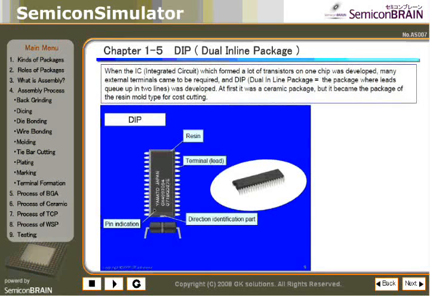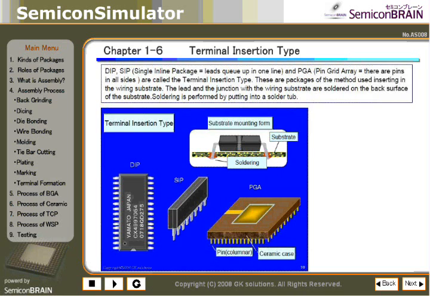Chapter 1-5 DIP Dual Inline Package. When the IC, integrated circuit, which formed a lot of transistors on one chip, was developed, many external terminals came to be required, and the DIP, Dual Inline Package, the package where leads queue up in 2 lines, was developed. At first it was a ceramic package, but it became a resin mold type package for cost cutting.